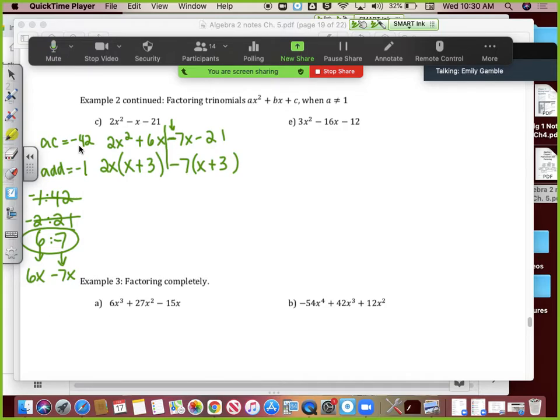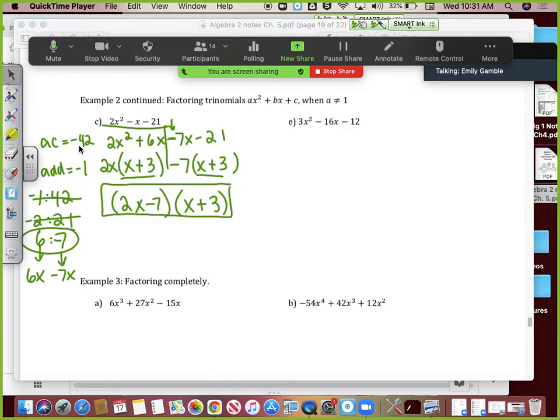Once you have this thing right here, this 2x times x plus 3 minus 7 times x plus 3, you need to understand what's happening here. 2x and negative 7 are both being multiplied by x plus 3. Because of that, in math, you can move things around, and you can put 2x minus 7 in its own separate set of parentheses, all being multiplied by x plus 3 like that. And then this would be the final answer for the factored form of 2x squared minus x minus 21.